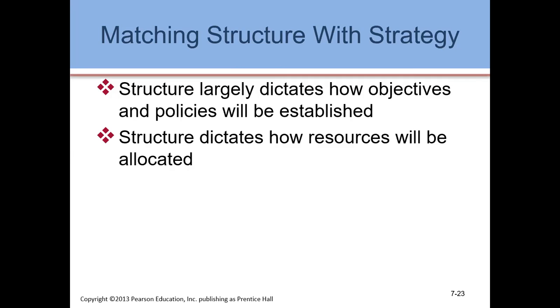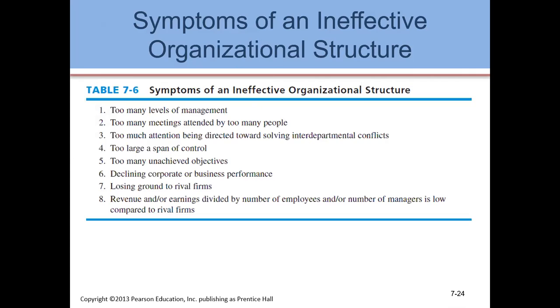So structure largely dictates how objectives and policies will be established, and structure dictates how resources will be allocated. And there are certain symptoms of an ineffective organizational structure. For example, too many levels of management are developed, like there is a tall structure, rather than a flat structure, which we should go for. Too many meetings are attended by too many people, like proper chain of command, span of control, lines of authority, centralization, formalization concerns are not developed. So too many meetings are attended by too many people, which are not productive.